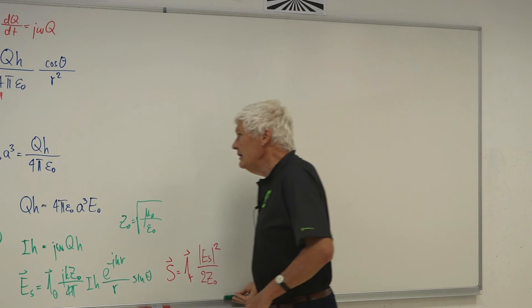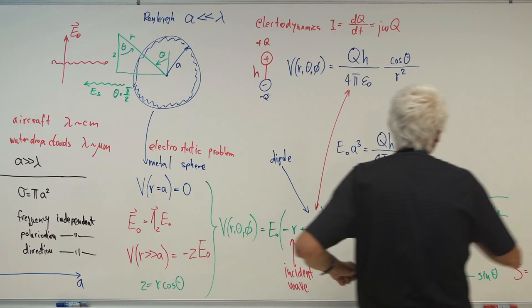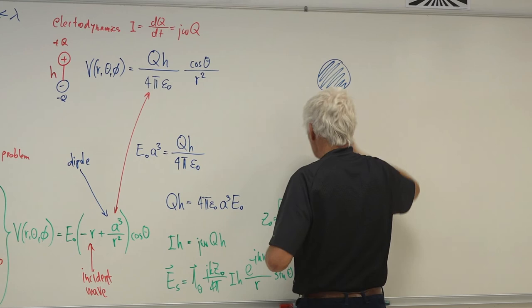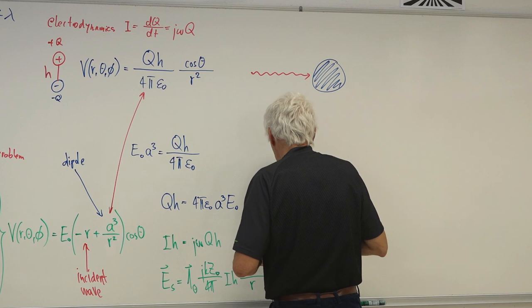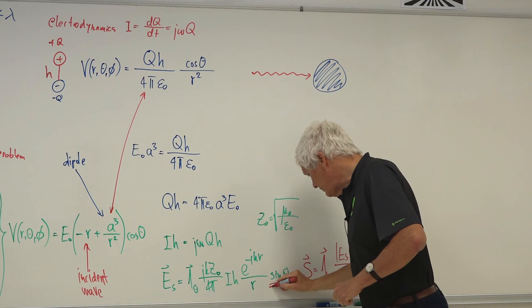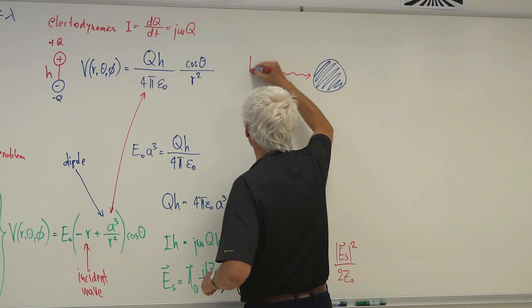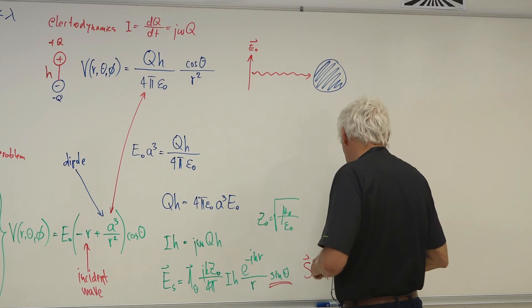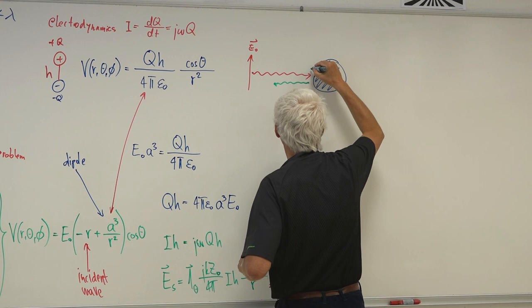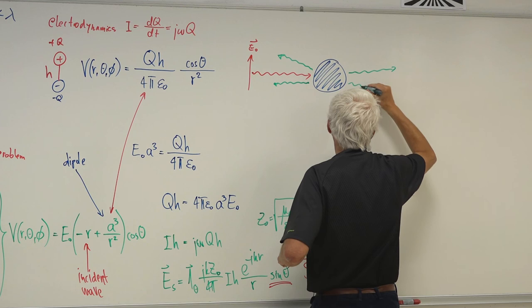If I have to, yet a third time, draw this picture: I have my metallic sphere here, and an incident wave. What happens with this incident wave? We have this radiation pattern, this sine theta, and sine theta is also inside here. So if we have an E0 falling here, where is our scattered field going to go? It's going to be very strong in the direction right back to the transmitter.